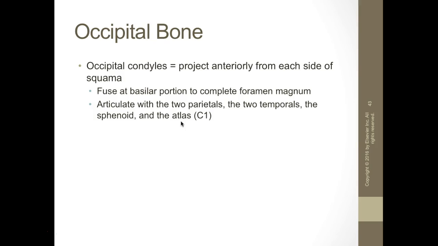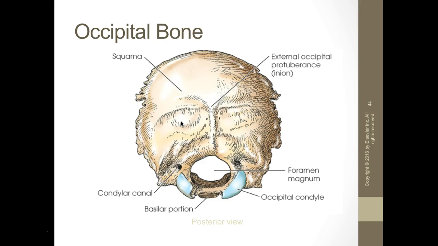So the occipital condyles project anteriorly from each side of the squama, and they fuse at the basilar portion to complete the foramen magnum. They articulate with the 2 parietals and the 2 temporals, the sphenoid and the atlas of C1.